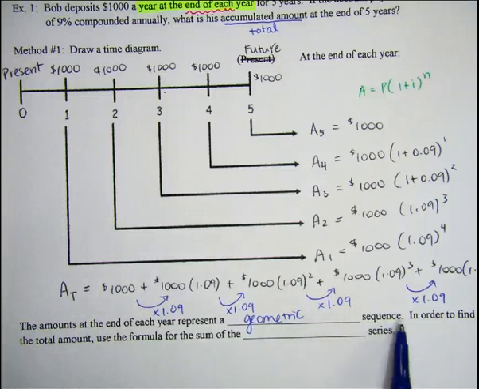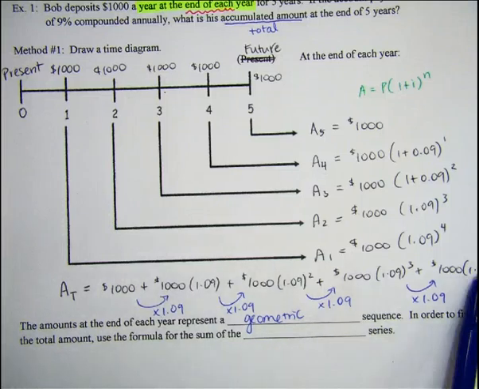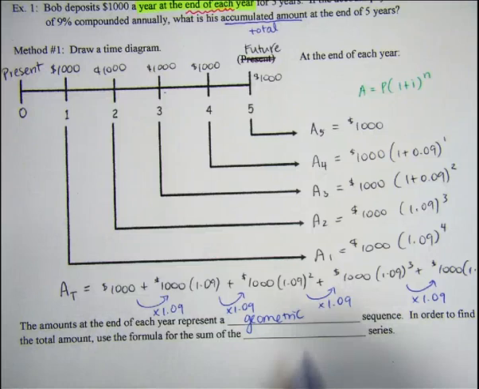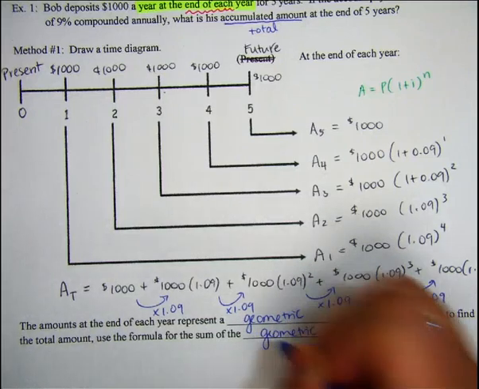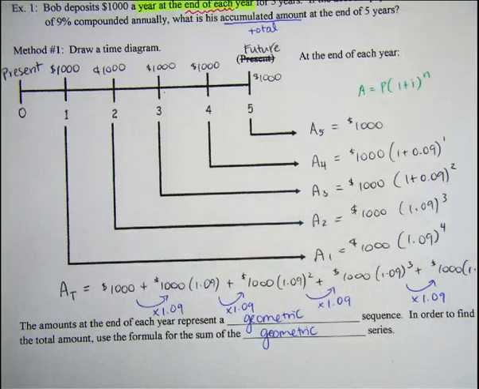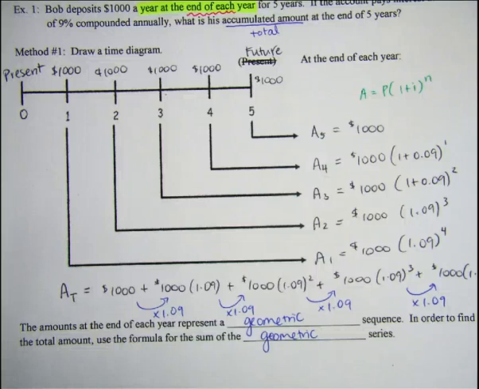So since we have a geometric sequence for the separate terms, in order to add them together, we would use the sum of the geometric terms, this geometric series formula, to find the answer. So move on to the second video and I'll show you how that's done.